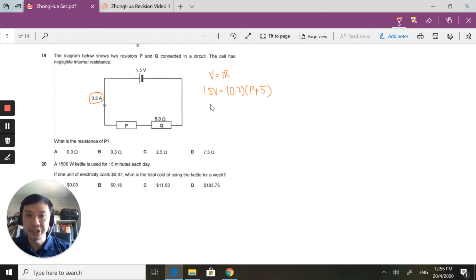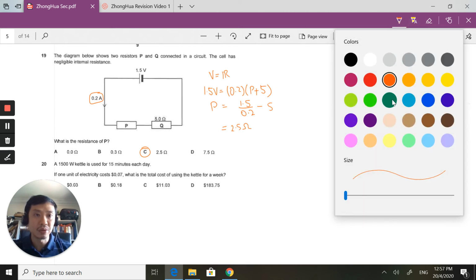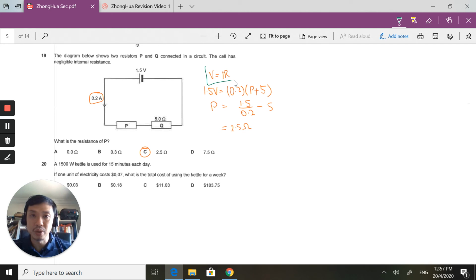Okay, so you press your calculator. P equals 1.5 divided by 0.2, and I have to take away 5. And I will end up with an answer of 2.5 ohms. Okay, so the whole idea here is that you have to know how to apply Ohm's law here. Okay, very important, Ohm's law.